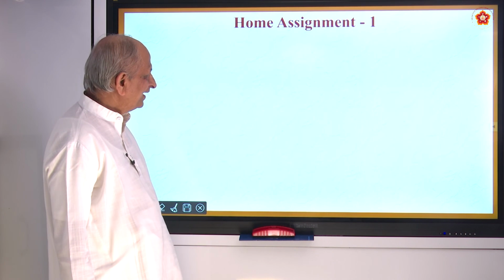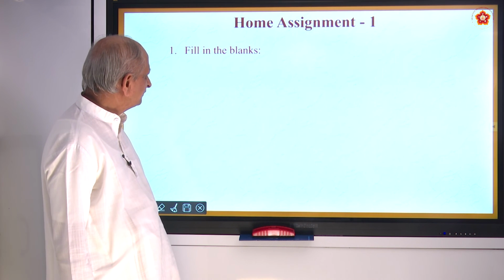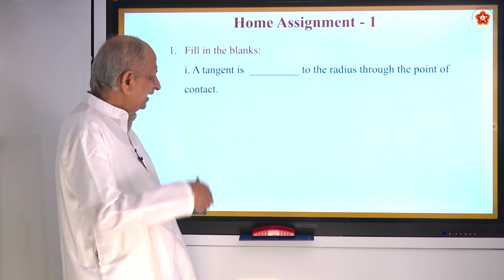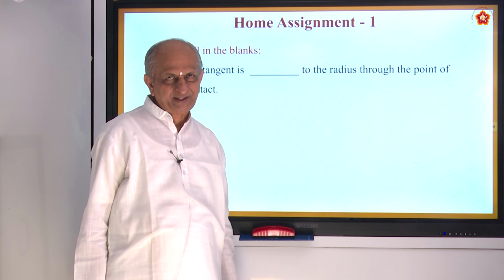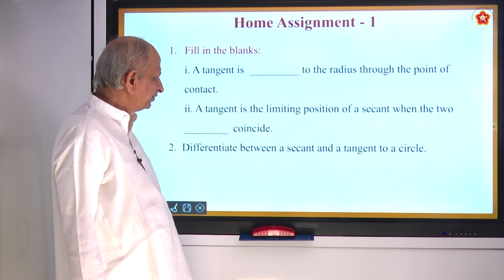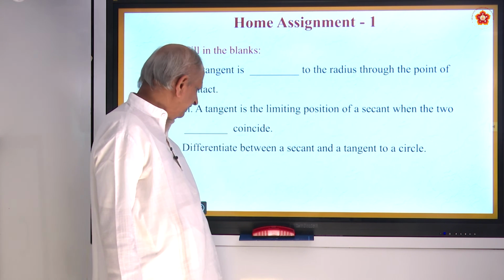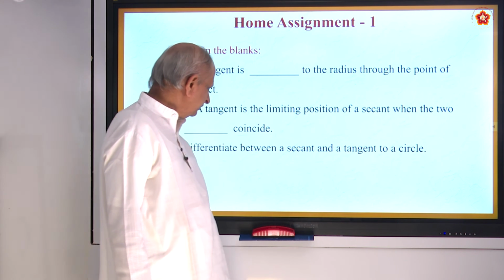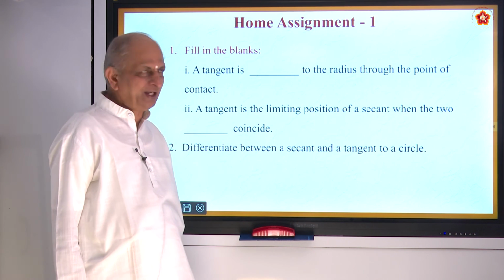Let us come to the home assignment. First question, fill in the blanks: A tangent is dash to the radius through the point of contact. Second, a tangent is a limiting position of a secant when two dash coincide. Third, differentiate between a secant and a tangent to a circle.